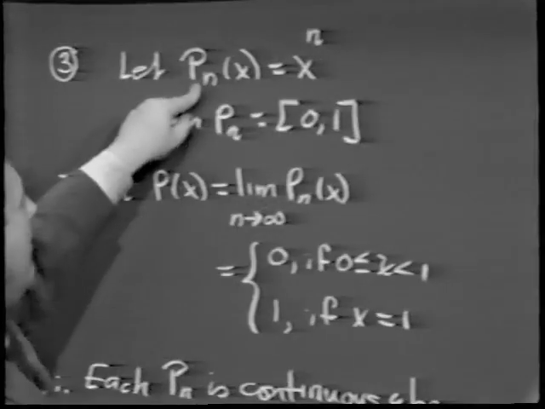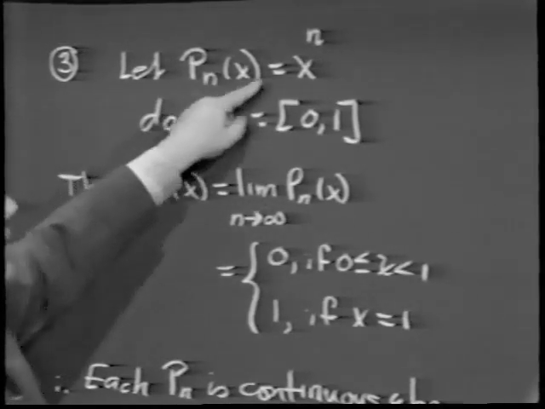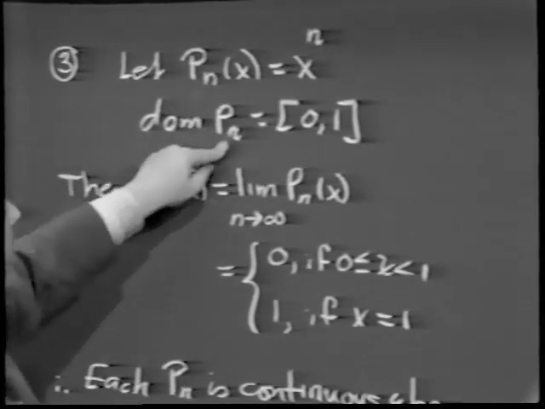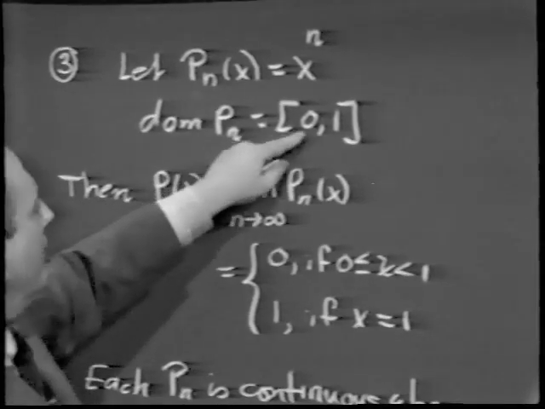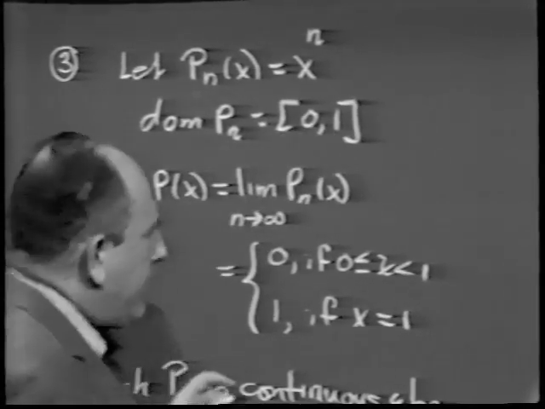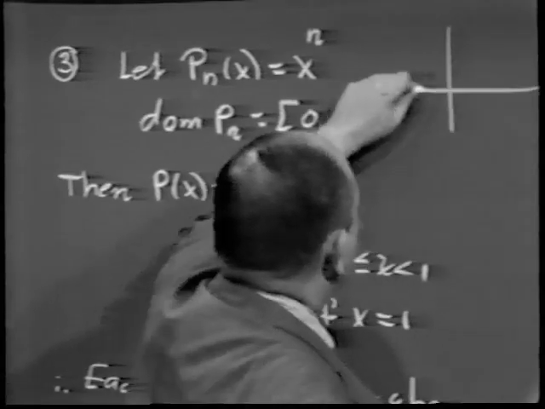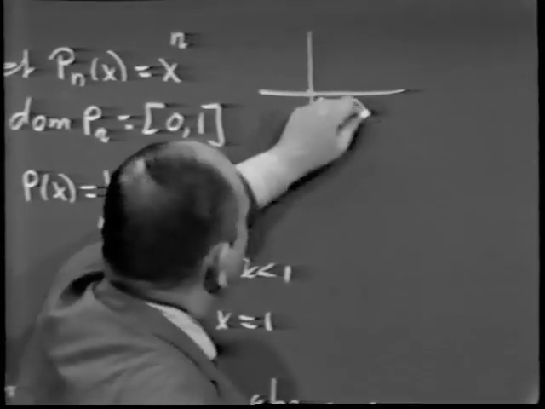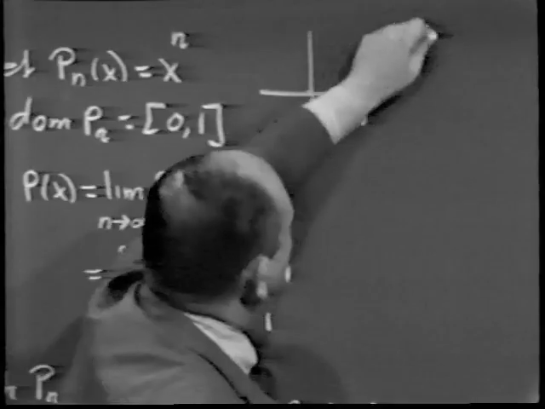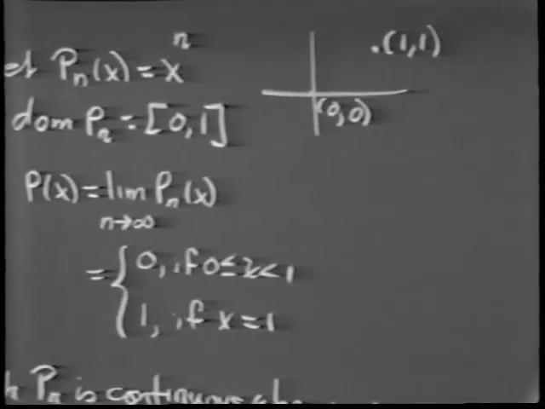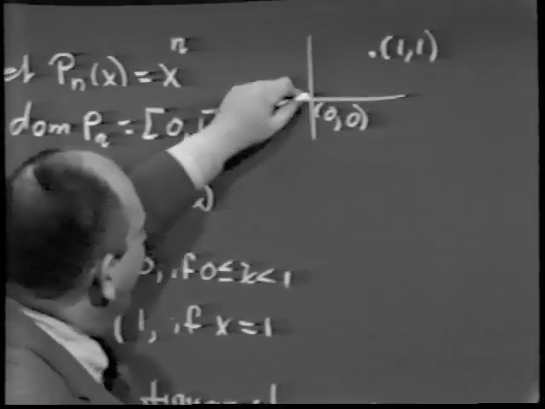Let's define a sequence of polynomials, p sub n of x, to be x to the n, where the domain of p sub n is the interval from 0 to 1. What that means is something like this. See, here's 0, 0. And I hope this reminds you of a homework problem that we had very early in the course, but that's irrelevant, whether it does or not.